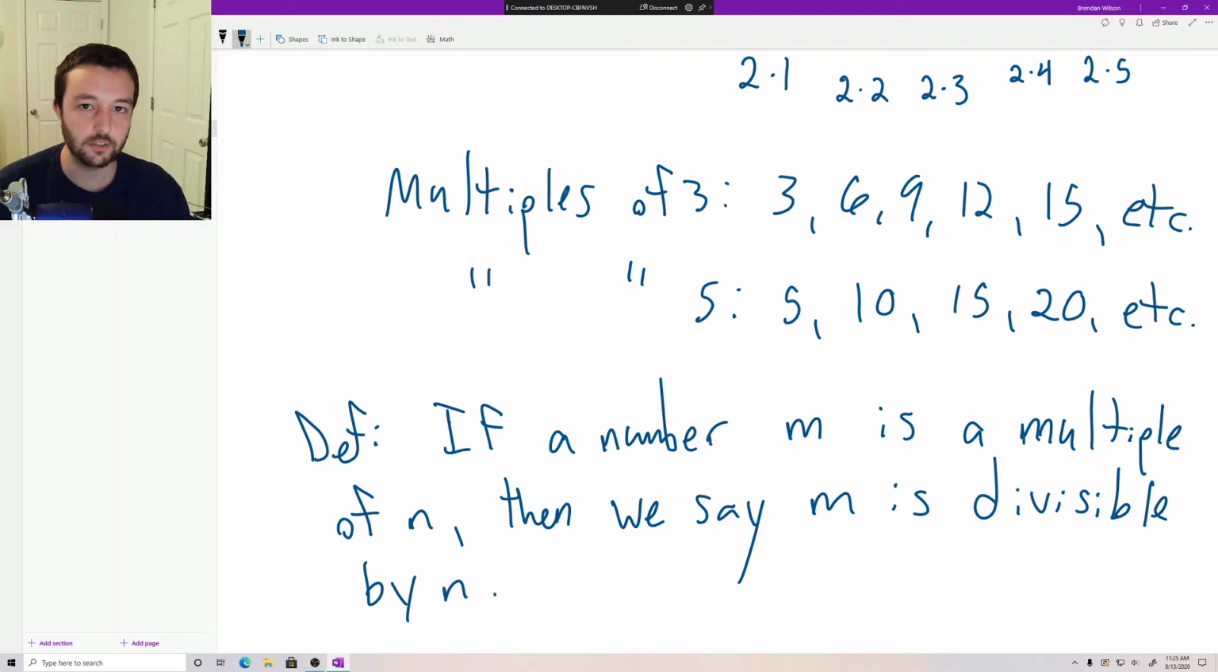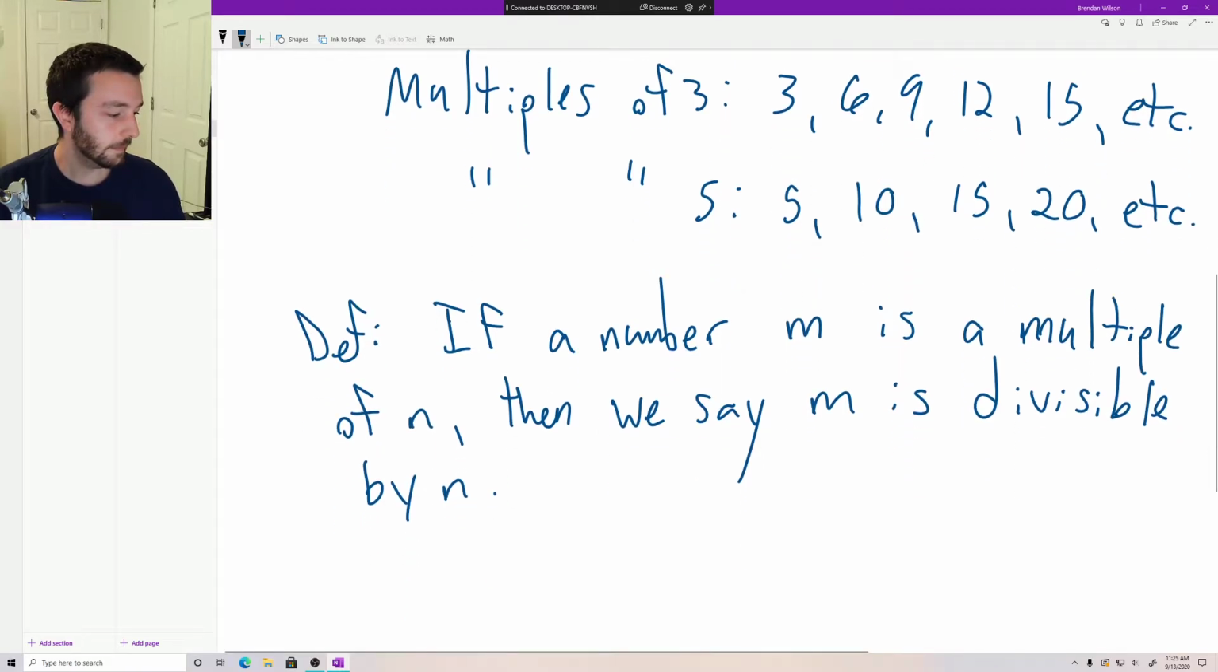Okay. So it's just kind of like reversing the language in the same way you do with multiplication and division, right? Saying like 3 times 5 equals 15. You just kind of flip that around and you can say 15 divided by 5 is 3. Same thing here. If 12 is a multiple of 2, then we can say 12 is divisible by 2.